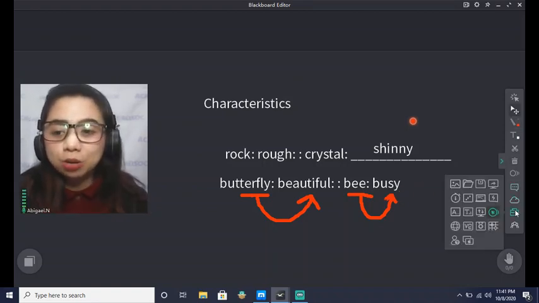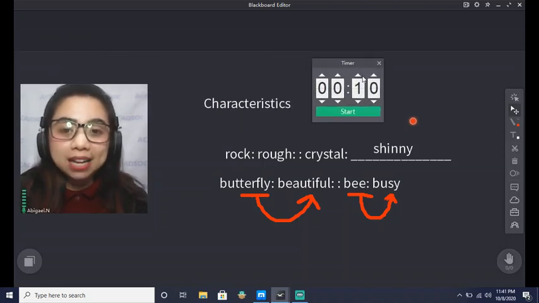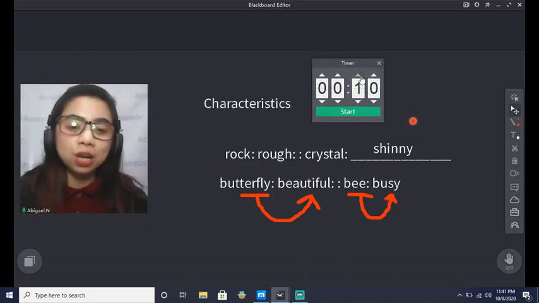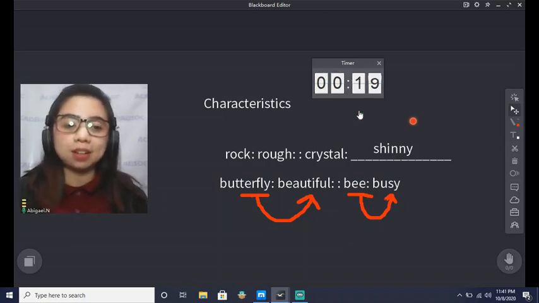Now I'm going to set the timer for your own examples. You have 20 seconds to think. Again, you can pause this video if 20 seconds is not enough for you. Okay, start.